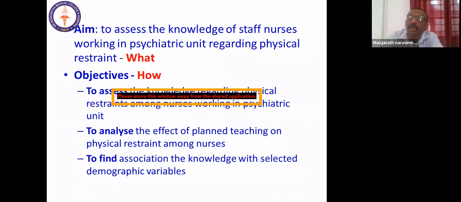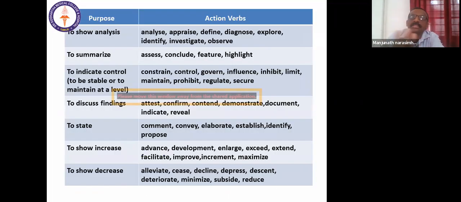These are called action verbs. You can't write "effect of planned teaching on physical restraint" without an action verb; your objective is incomplete. So there should always be an action verb, and which action verb you use for your study depends on what you are trying to study. See, these are some of the examples which are available on the net.